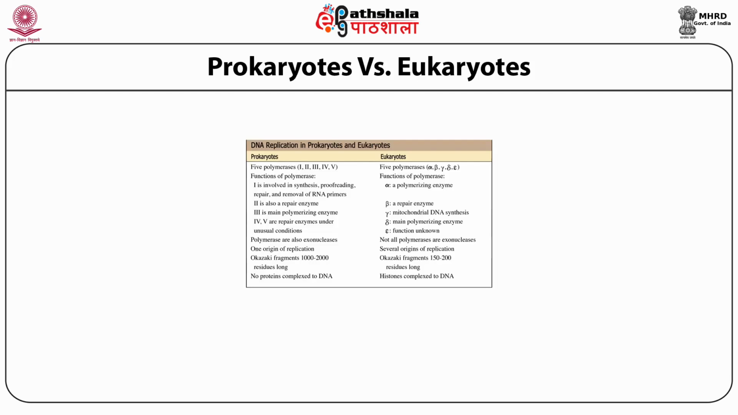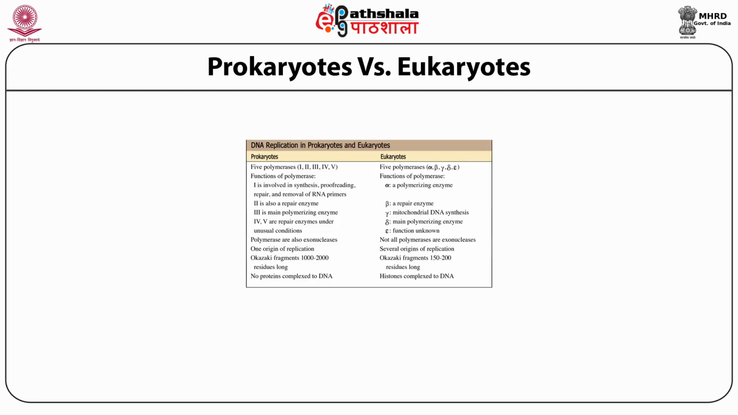And in prokaryotes, DNA polymerase 1 is involved in synthesis, proofreading, repair, as well as in the removal of RNA primers. 2 is a repair enzyme, whereas 3 is the main polymerizing enzyme. Whereas in eukaryotes, alpha is the polymerizing enzyme and it helps in forming the RNA primer. DNA polymerase beta is involved in repair, gamma is involved in mitochondrial DNA synthesis, and delta is the main polymerizing enzyme. Epsilon, although its functions are unknown, is well characterized in terms of processivity and all the other characteristics.